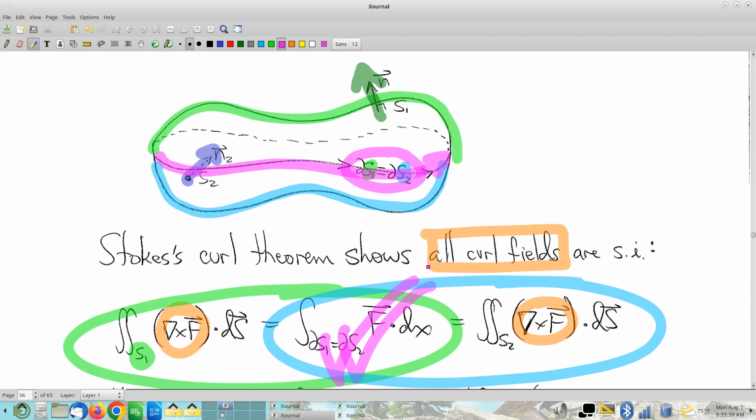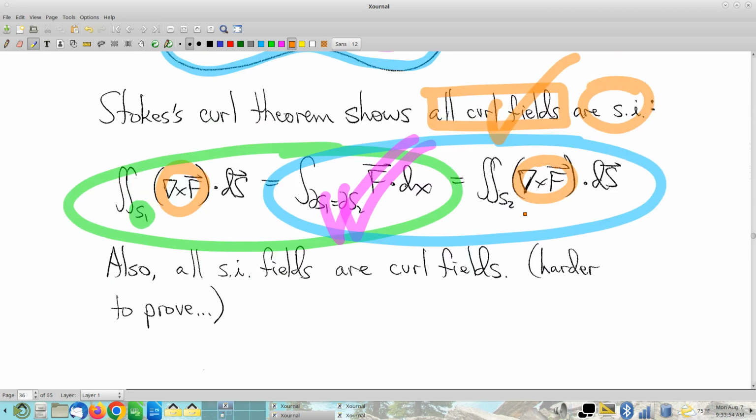Shocking fact, not only are there surface-independent vector fields, but there's a bunch of them. Anything that's a curl is surface-independent. So, neat fact. By the way, this does go both ways. This other direction is harder to prove. It's pretty straightforward to prove that every curl is surface independent. Harder to show, but also true, every surface independent field is a curl.